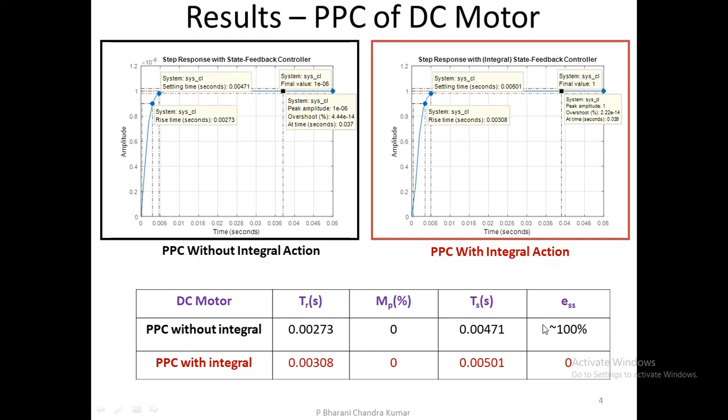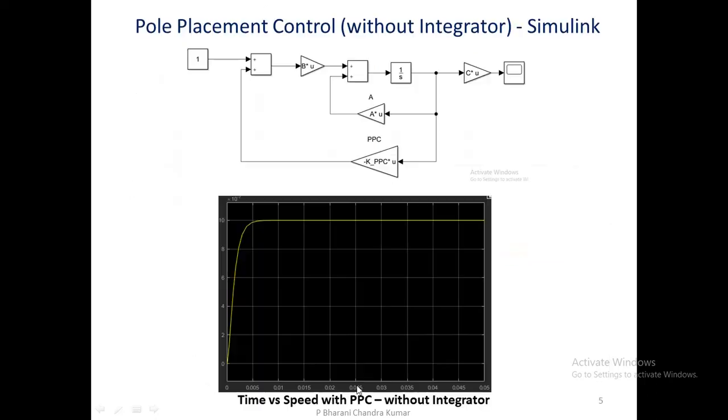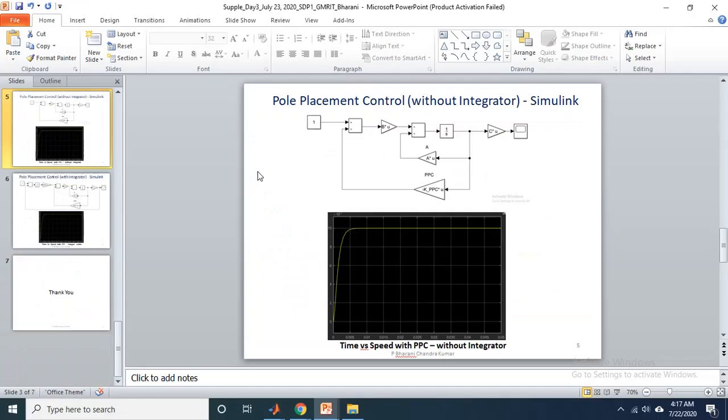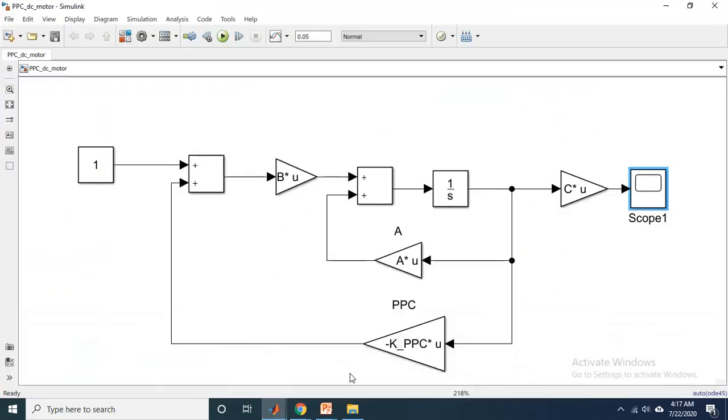The main concern is the steady state error of approximately 100% without integral action, whereas with integral action it is 0. So our desired specifications have been satisfied with the pole placement controller with integral action. And this is the pole placement controller design in Simulink. I will directly show you this plant, which is quite straightforward.